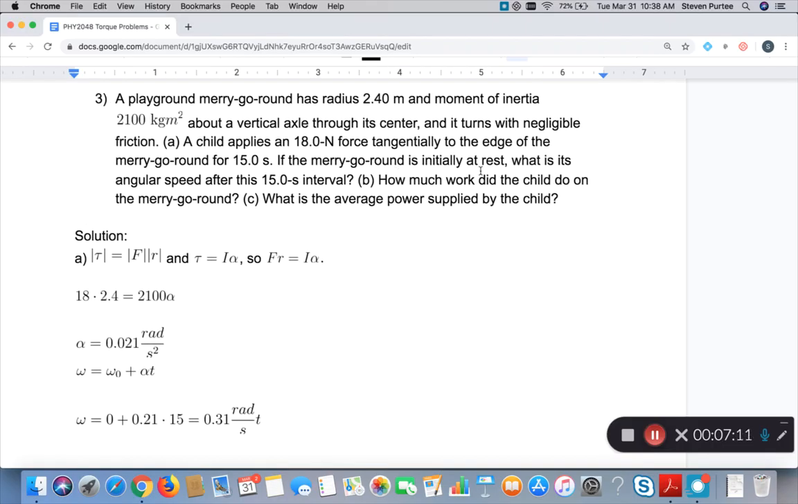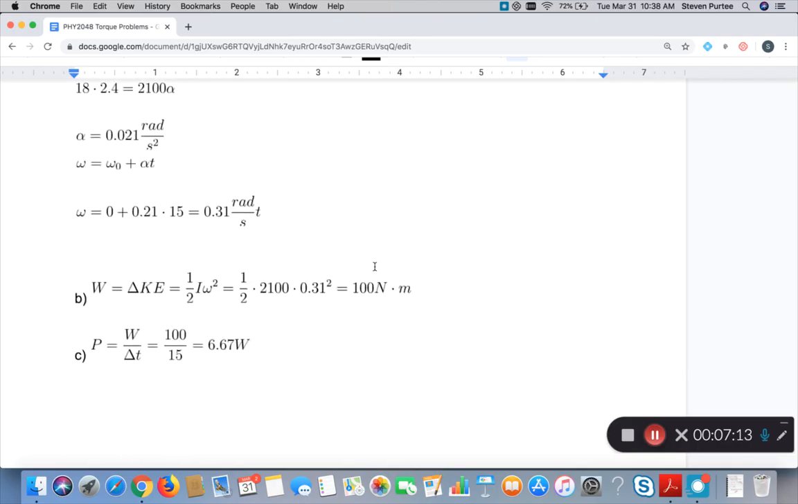Okay, then how much work did that kid do? Remember, work is just change in kinetic energy. Here we don't have translational, we have rotational kinetic energy, 1/2 I omega squared. Our initial was 0, so I didn't put the minus initial because that's just 0. So our work was 100 joules.